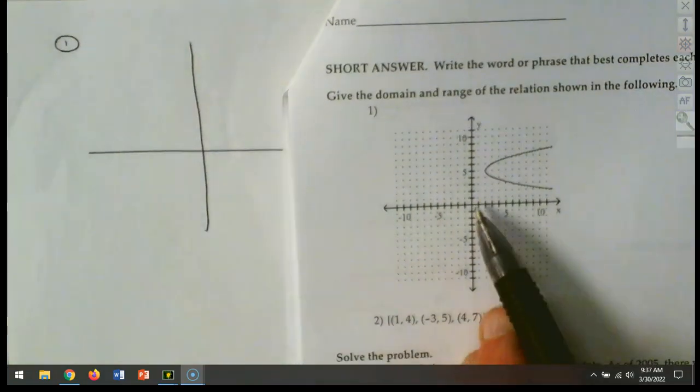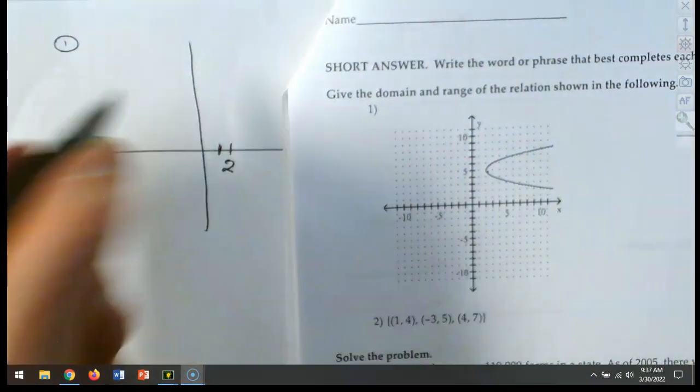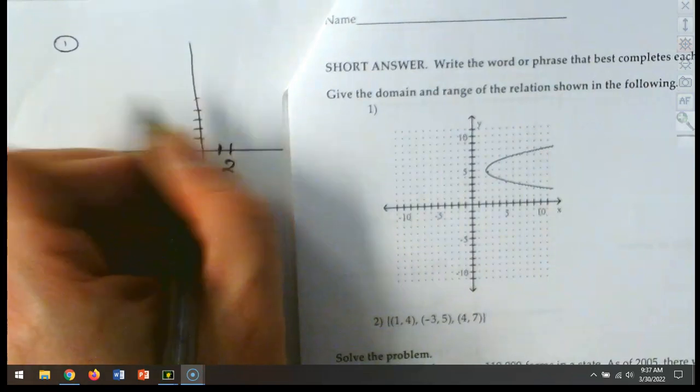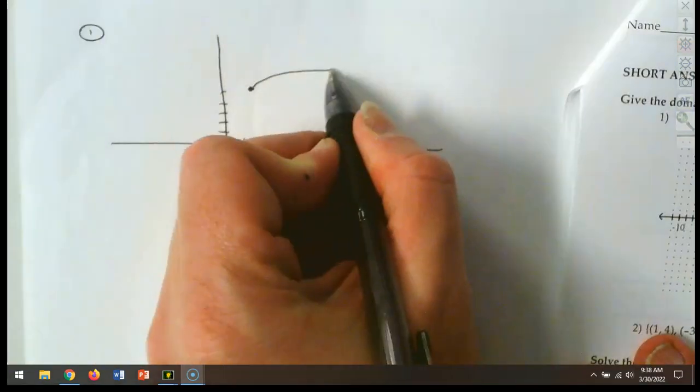Now, when we look at this, and I'll put it up here so we can see, we want to make sure we count units. So it looks like this right here is about 2 units over. So I'm going to label that about 2. And this is at 5. So my graph will look like this.